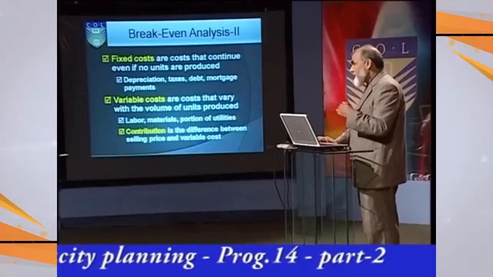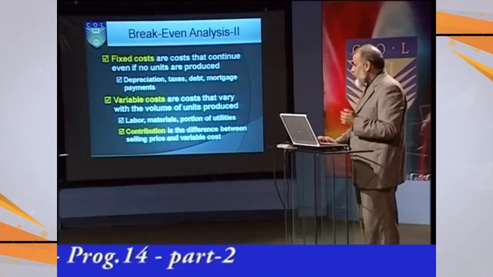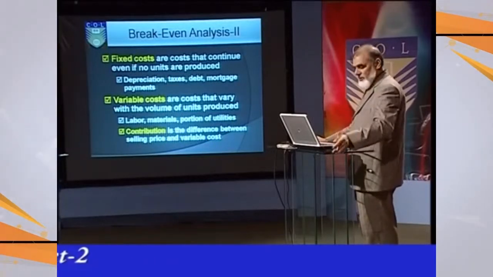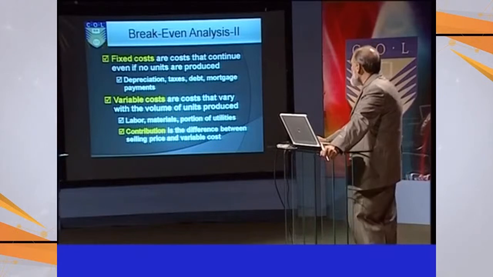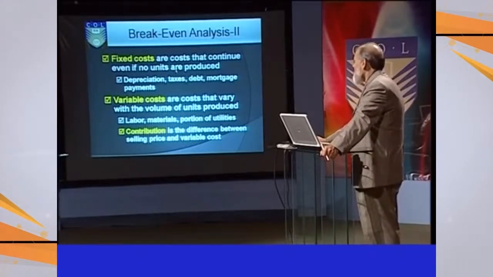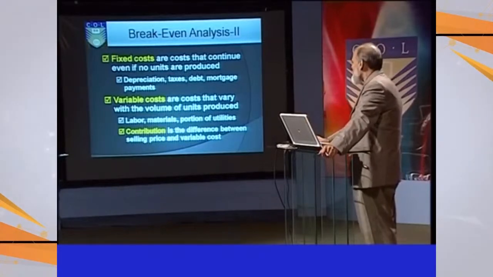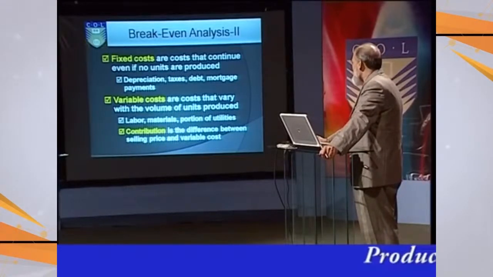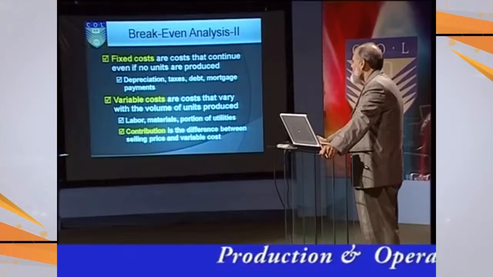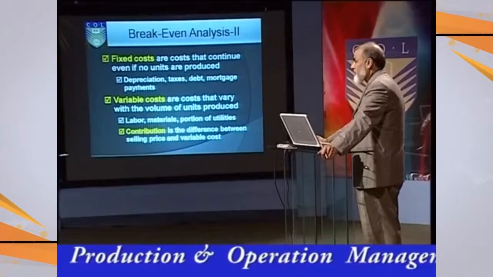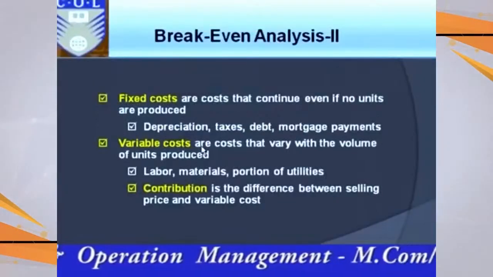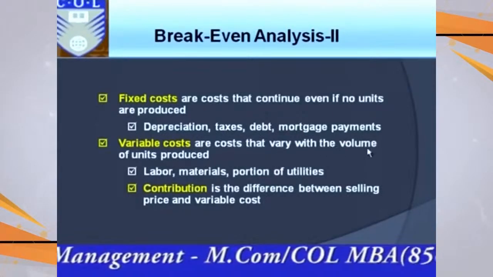Now, before we really get into the break-even analysis, we'll look at what the fixed costs are. Fixed costs are costs that continue even if no units are produced. That is, whatever you spend, it is there. You have to spend that. Depreciation, taxes, debt, mortgage payments, these are the types of your fixed costs. Variable costs are costs that vary with the volume of units you produce.